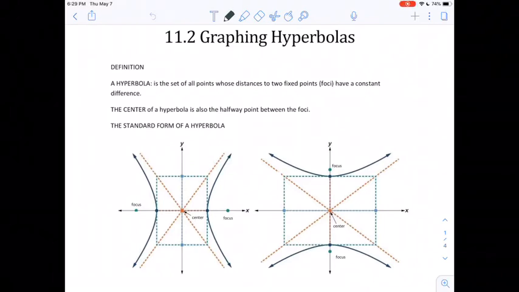Okay, section 11.2, graphing hyperbola. So this is the last conic section we're going to learn, and this is the last lesson we're going to learn for the whole year. Woo! Okay, congratulations, you almost survived junior year.